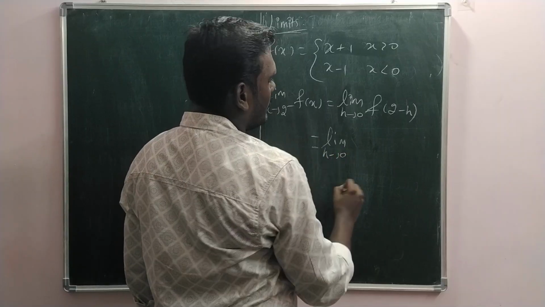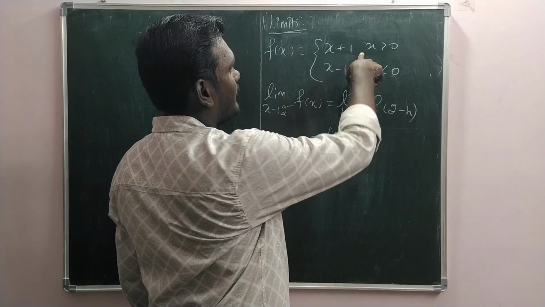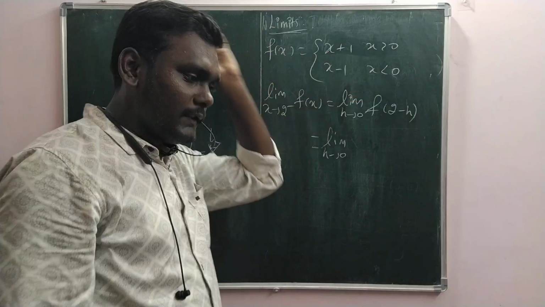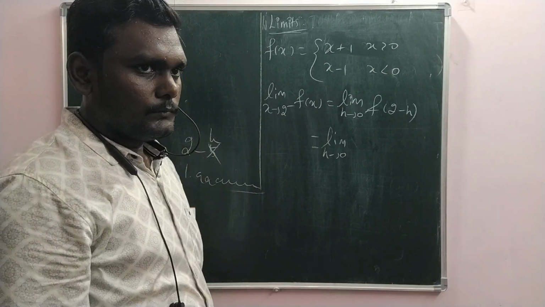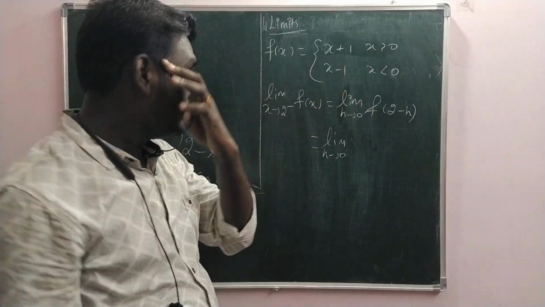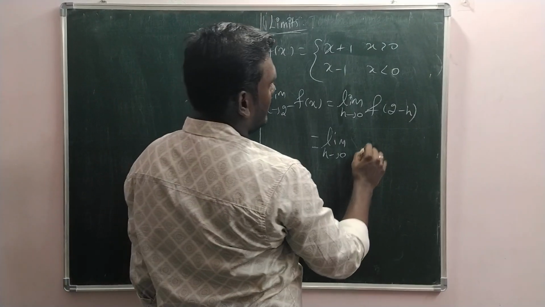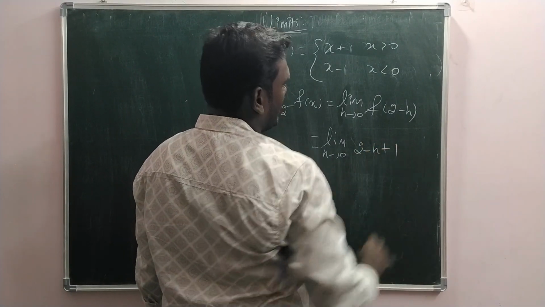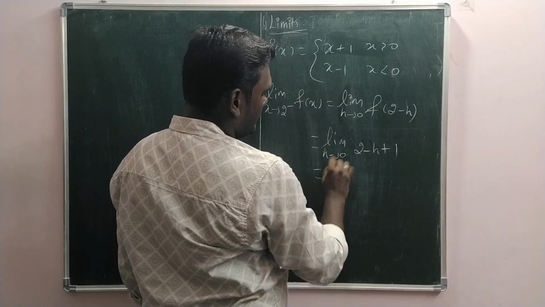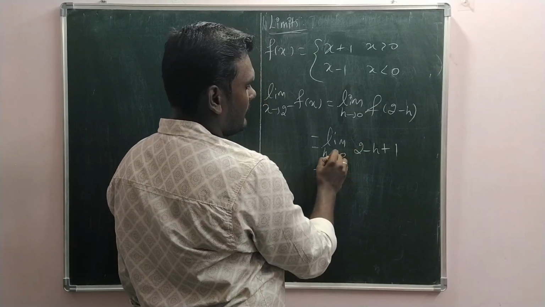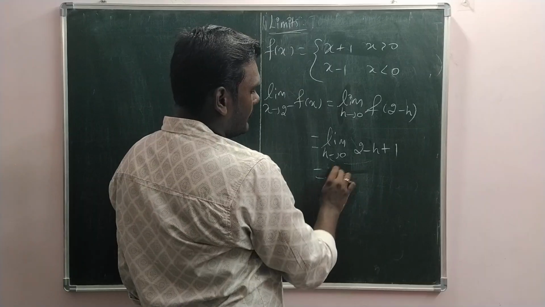So limit h tends to 0. 2 minus h means this output or this output. Whether it is more than 0 or less than 0. It's more than 0, right? More than 0 means here 2 minus h plus 1. So when h approaches 0, we can substitute h as 0. Then we will get 3 as the answer.